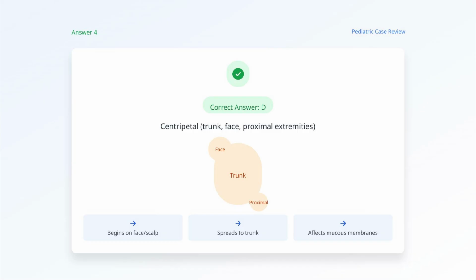Varicella has a centripetal distribution, meaning it's concentrated on the trunk, face, and proximal extremities. The rash typically begins on the face or scalp, quickly spreading to the trunk where lesion density is highest. The distribution differs from smallpox, which has a centrifugal pattern. Chickenpox can also affect mucous membranes, including the oral cavity.